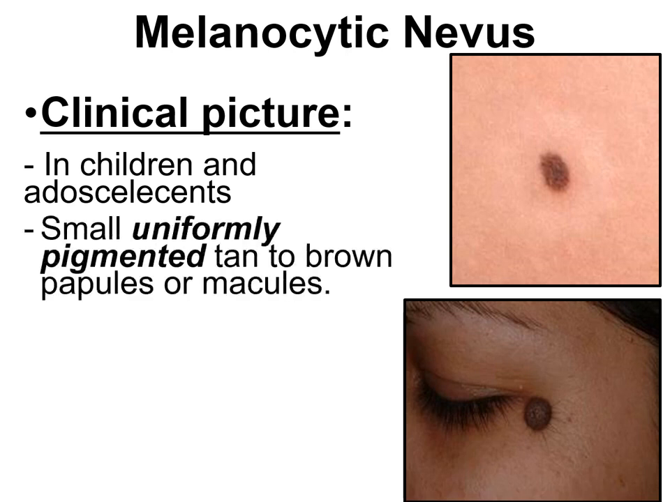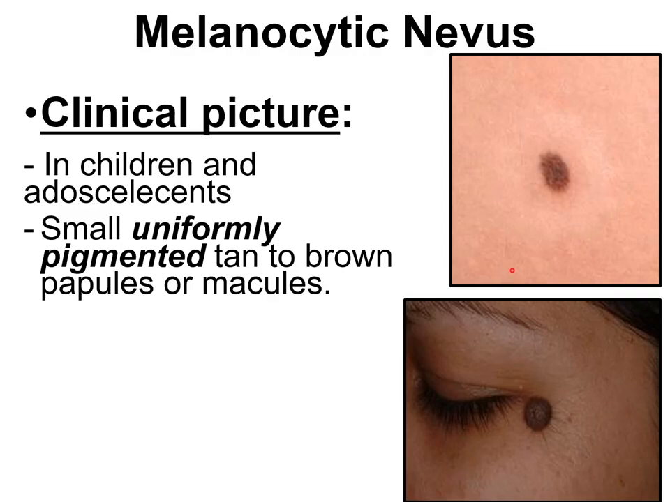What we have seen grossly, it may be a macule or it may be a papule. A macule is a circumscribed area, different in coloration from the surrounding skin, with no elevation on the surface. But a papule is an elevation of the surface, mostly a dome-shaped elevation. The melanocytic nevus is a small, uniformly pigmented lesion.